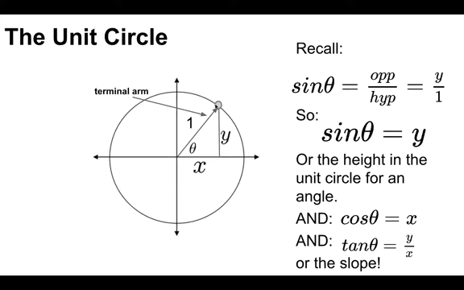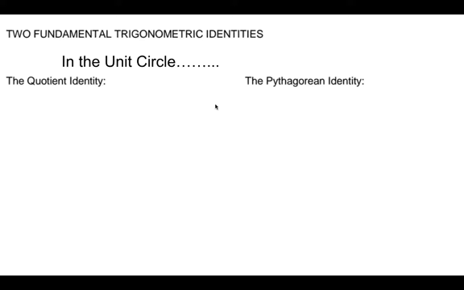Rise over run. This is important. I'm going to come back to this because when we talk about the quotient identity, which we've already talked about, this is true in the unit circle. And in fact, all trig ratios come from the unit circle. And so the radius is always 1. We don't talk about a radius when we just talk about sine theta or cos theta.